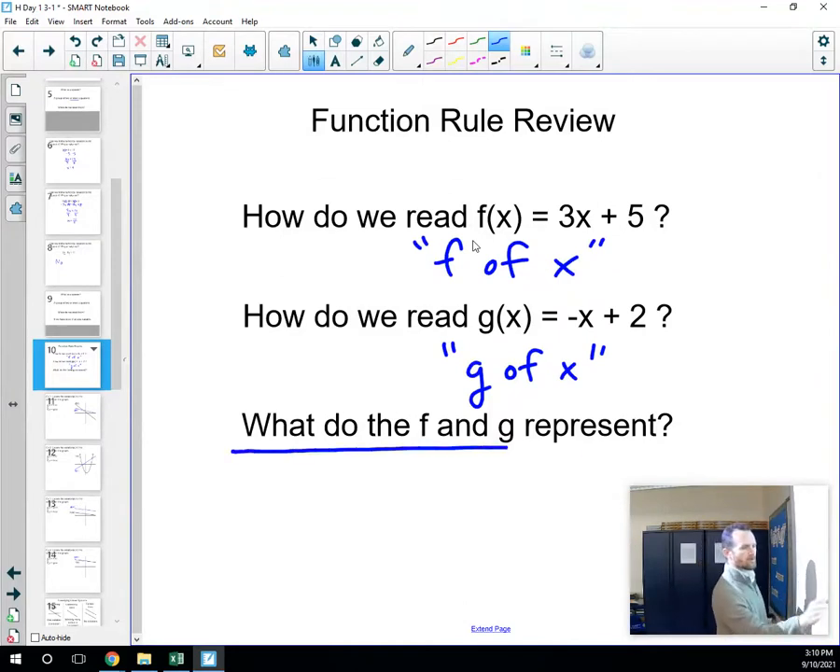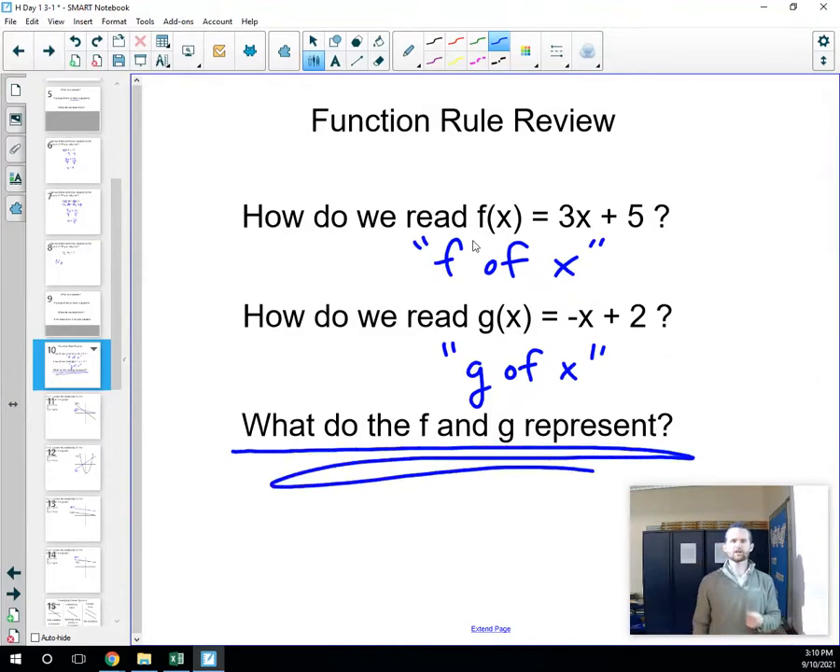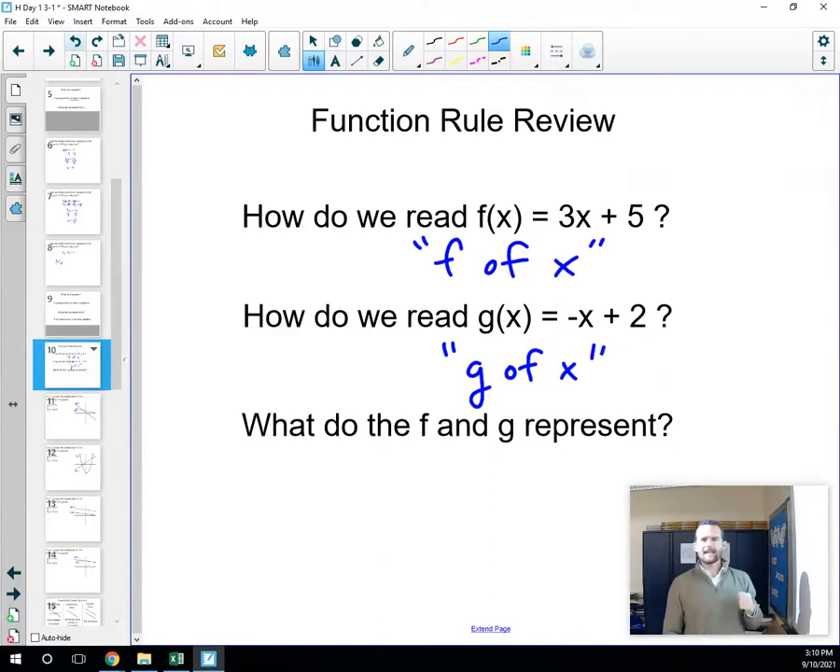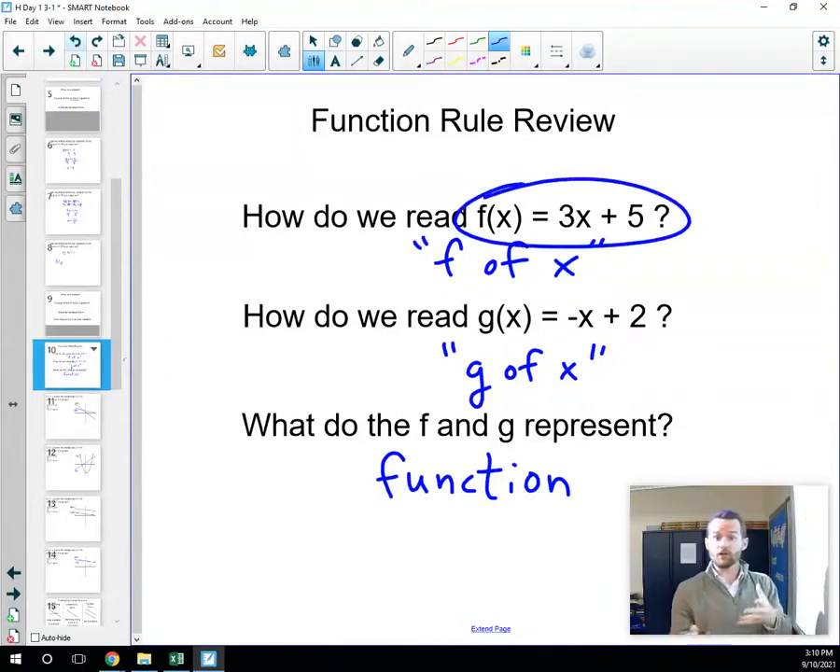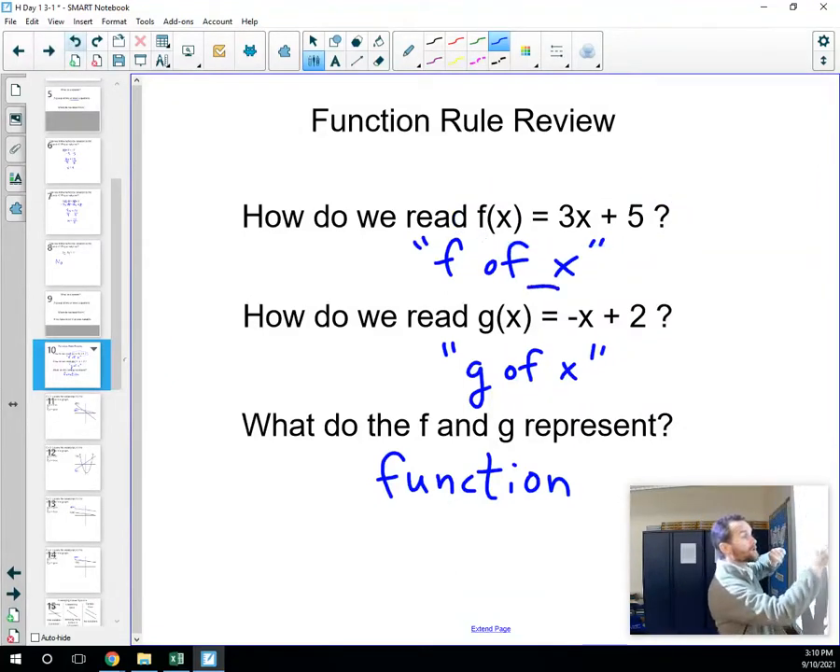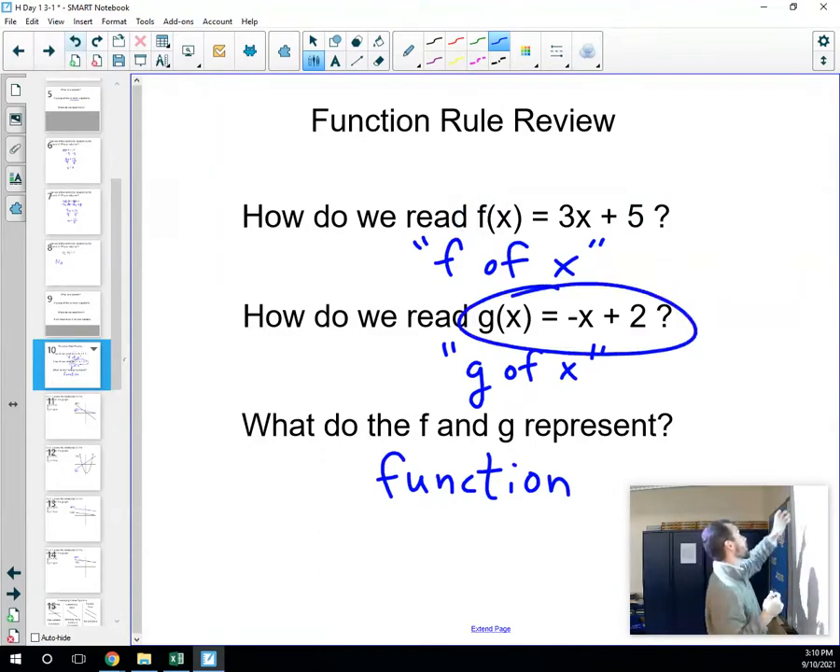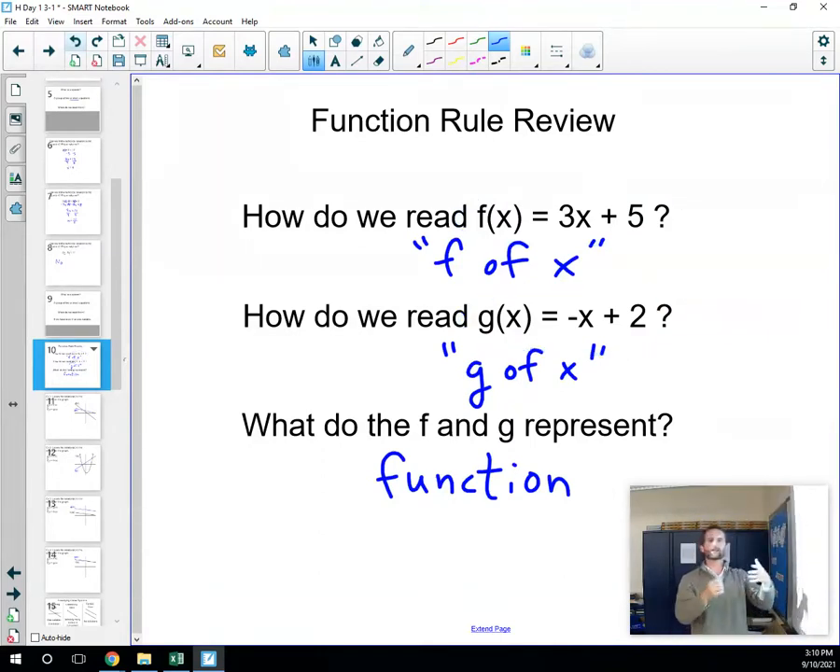Now this question right here is really important. What do the f and g represent? The f and the g represent functions. They represent the function that we're dealing with. Okay? F and g are not variables. We're never going to solve for f or solve for g. That doesn't make any sense because they're not variables. They represent which function we're dealing with. Are we dealing with the function called the f function, or are we dealing with g? Okay, f of x or g of x. The f and the g represent different functions. All right, so keep that in mind as we move forward.